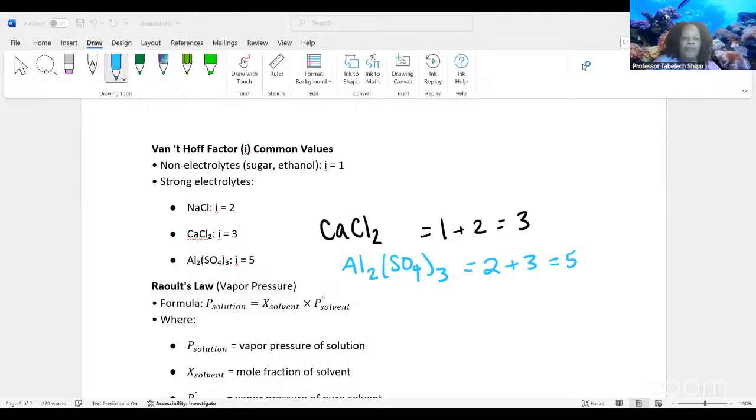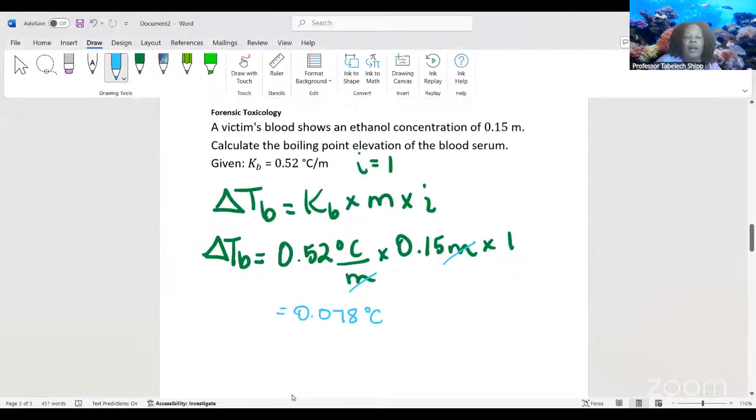Okay, and again, let's see right here. Okay, if I give you something like glucose, okay, glucose. Let me go back over here. Hold on, let me switch it off. Right here. Okay.